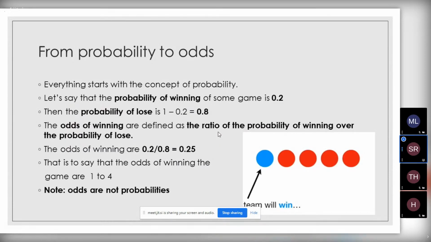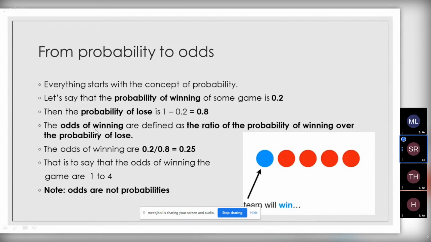Now I just want to briefly show you the concept of odds. What is odds? How do we get the odds from the probabilities? Let's say I have another example. We have five games, and the chance or probability of winning is one over five, so the probability of winning is 0.2. The probability of losing is 4 over 5, which is 0.8. Also, we can just do 1 minus the probability of winning.